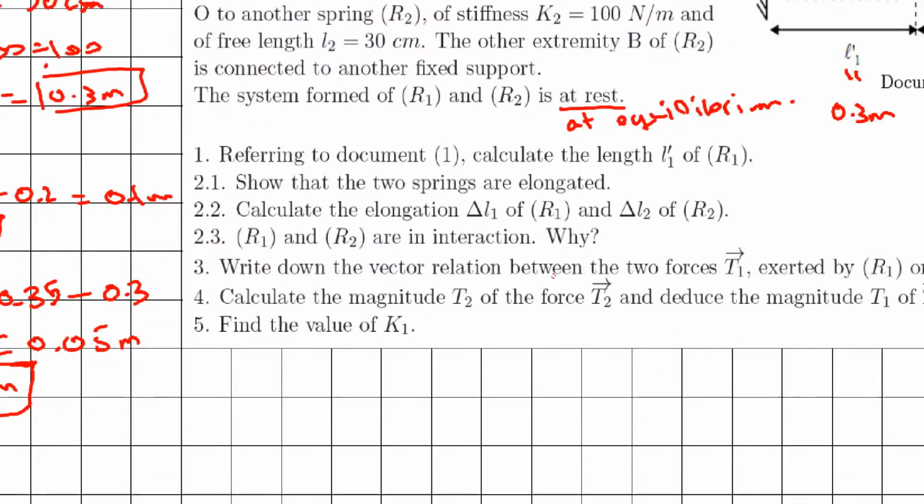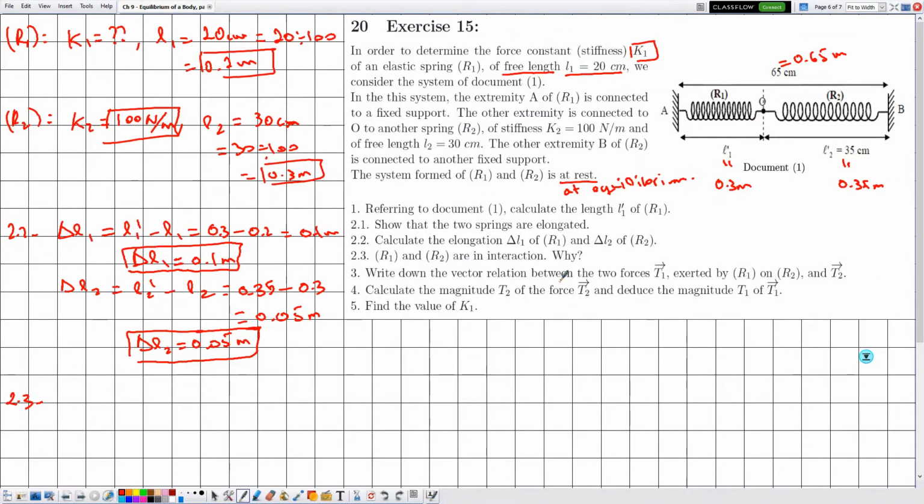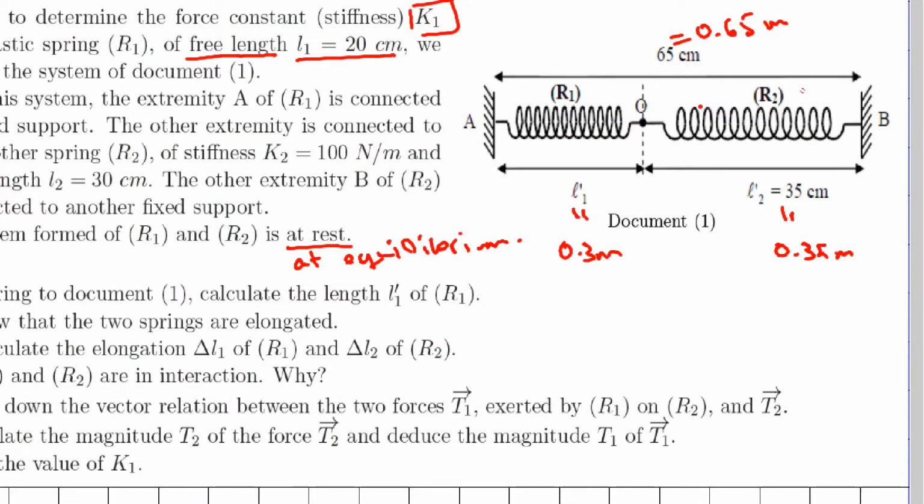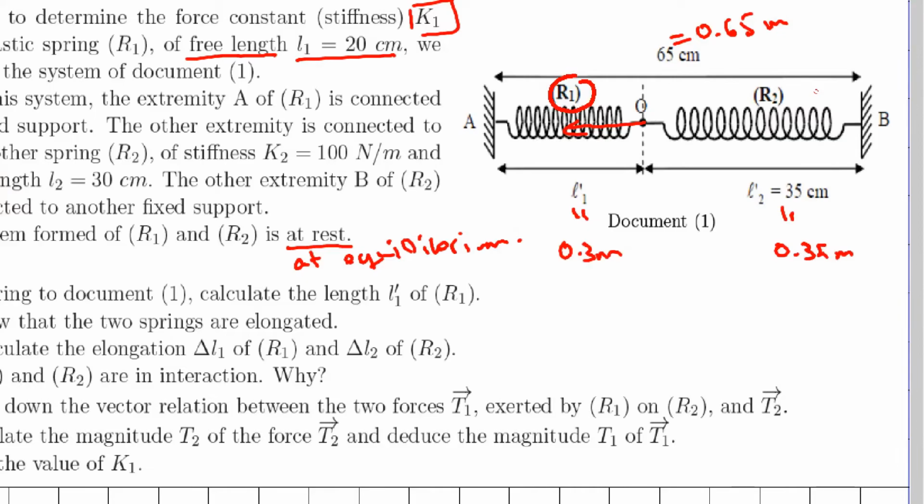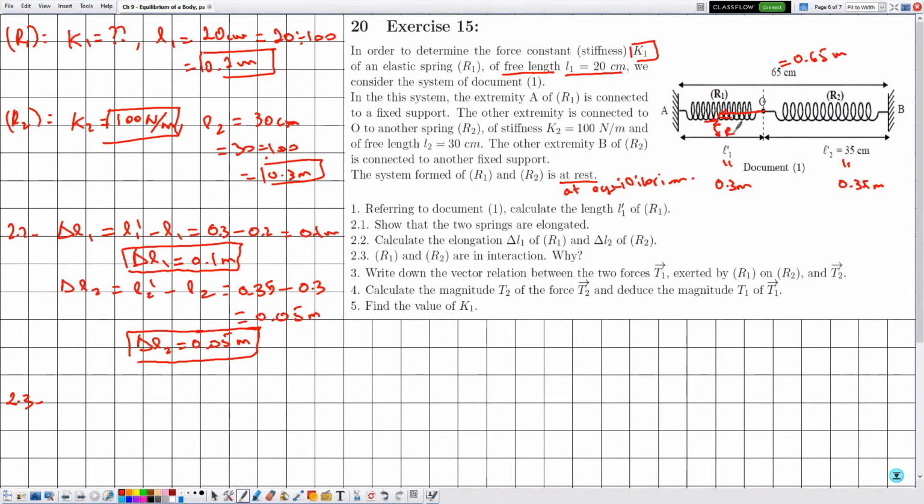Now here in 2.3 they are telling me R1 and R2 are in interaction. They are telling me that both springs are in interaction. So then they are asking me why. By why, it means that we need to state the principle of interaction. This is because R1 is exerting a force in newtons on R2, which is given by this one. So the spring R1 is pulling R2 toward the left. So this is the force F exerted by R1 on R2. According to the principle of interaction, the spring R2 will exert a force given by F R2 on R1.